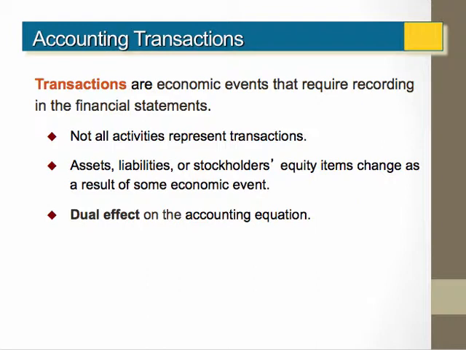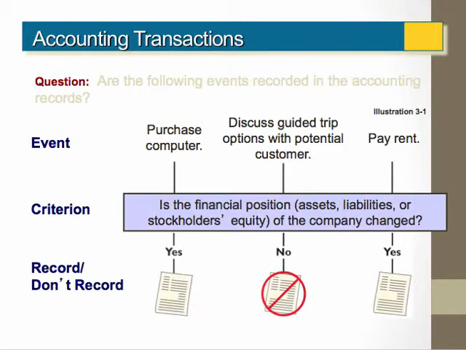The important thing in any equation is that there is a dual effect. In other words, if there's a change in the assets of the company, something should happen on the other side of the equal sign to the liabilities or stockholders' equity. At all times, the accounting equation must remain equal. So when we take a look at accounting transactions, we have to ask ourselves about the event, will it affect the financial statements?